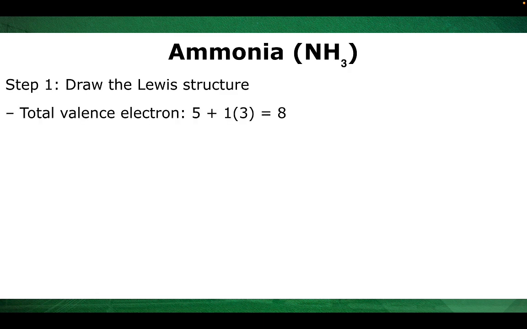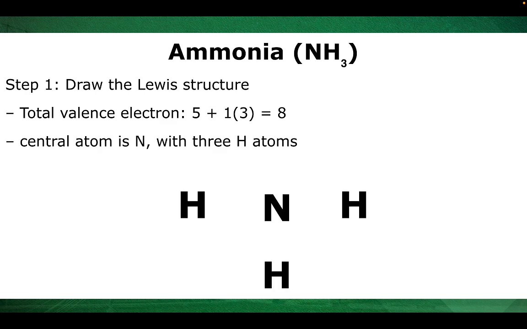Let's have another one. Let's say we have ammonia. First step is to draw the Lewis structure. The total valence electron is 8, 5 from nitrogen, 1 times 3 from hydrogen. Hydrogen could never be a central atom, so the structure looks like this. Central atom is nitrogen with 3 hydrogen atoms. Now you have to connect them using single bonds. By doing that, you will use 6 electrons. So you have 2 valence electrons left. And then you distribute it to the central atom.